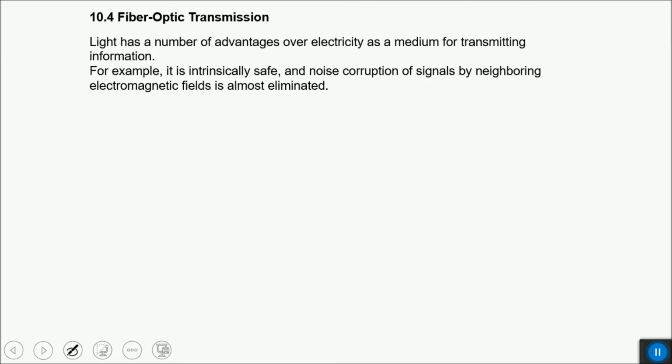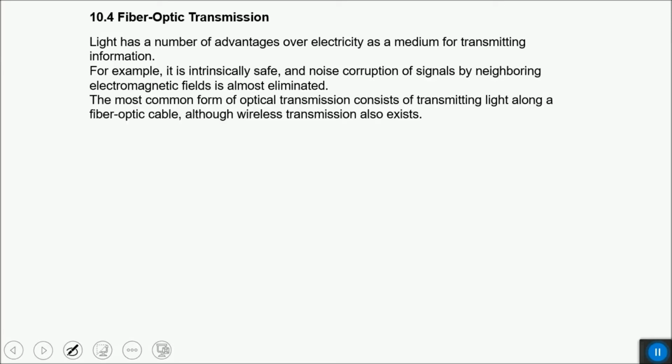And again, it is immune to the noise corruption of signals by neighboring electromagnetic fields because light is not affected by the EMI, electromagnetic interference. So your interference signals are automatically almost eliminated, just like in case of pneumatic transmission. But the advantage is that it is even faster than electrical signals. So it has the combined advantages of both the pneumatic transmission and the electrical transmission.